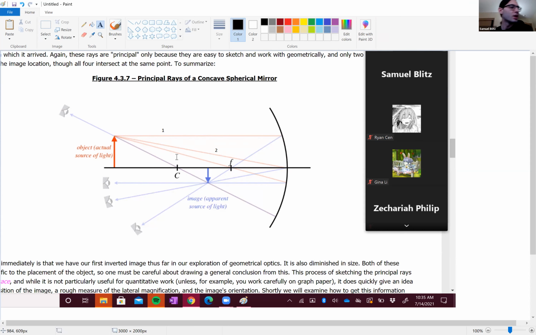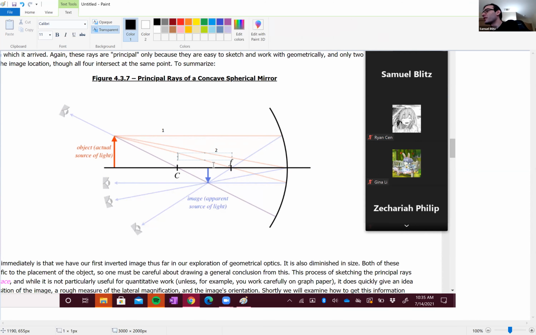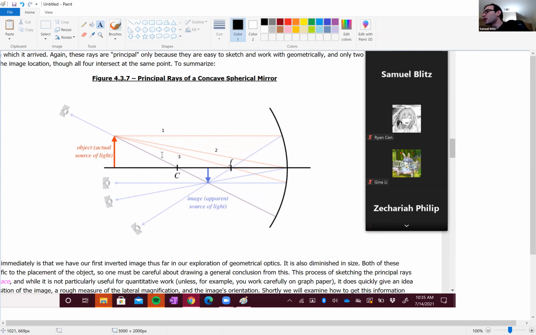The third principal ray is the one that passes through the focal point. It's basically the opposite of the first principal ray. It passes through the focal point and then comes out parallel. And then the fourth principal ray, it's kind of hard to depict. It goes through the center, reflects off of the mirror, and then goes precisely back through the center. Now, the reason that happens is because the line that connects the center to the mirror is precisely perpendicular to the surface of the mirror.